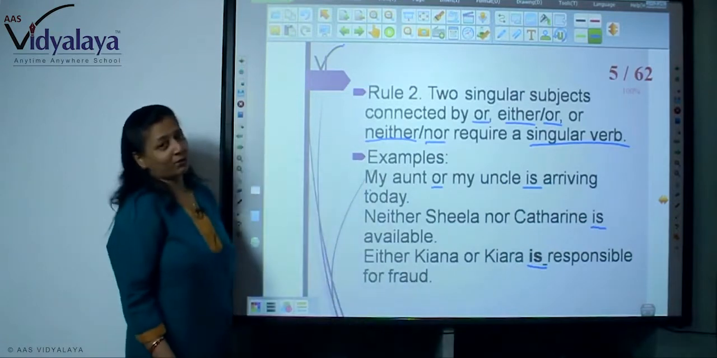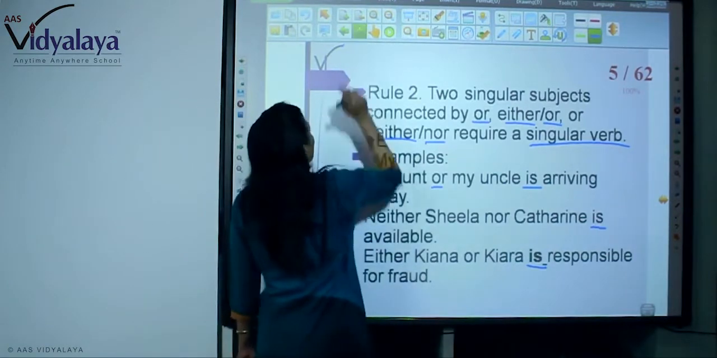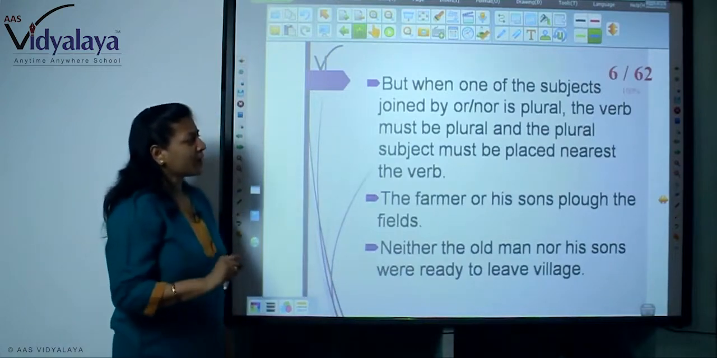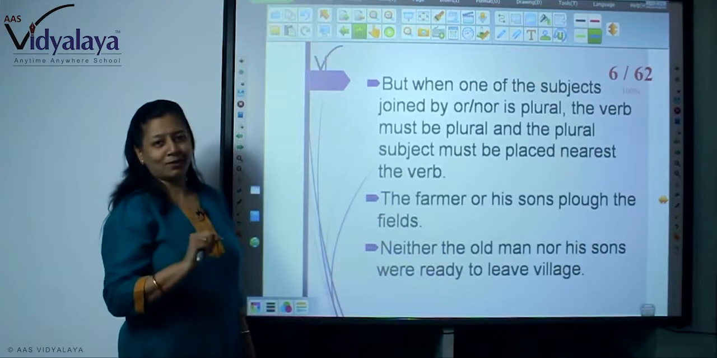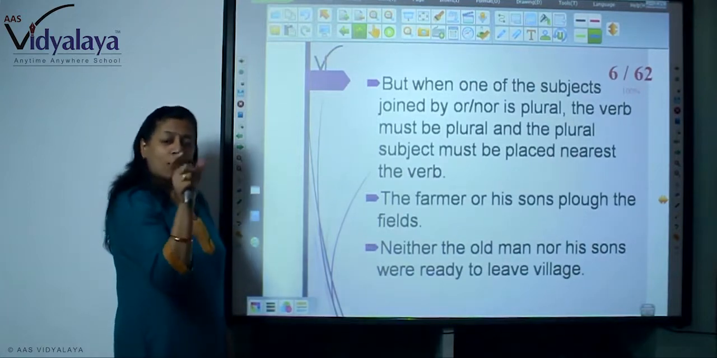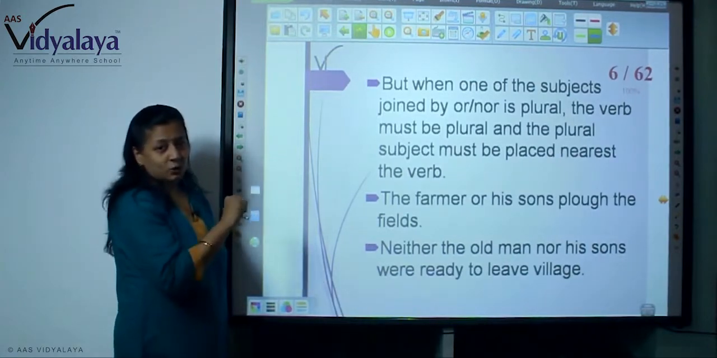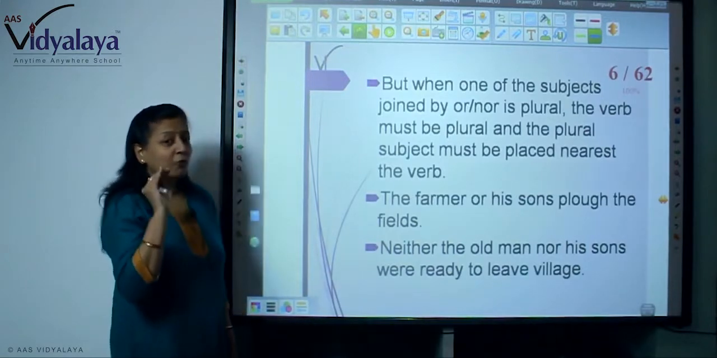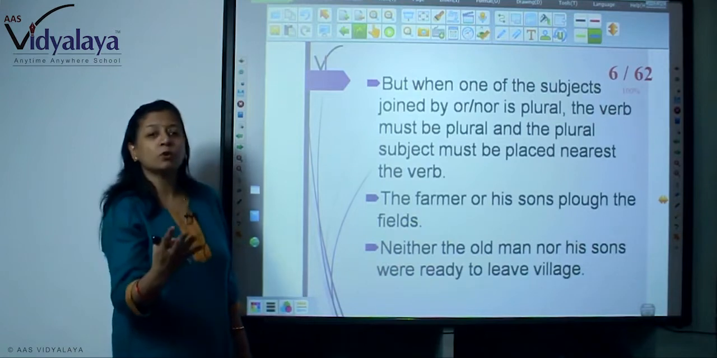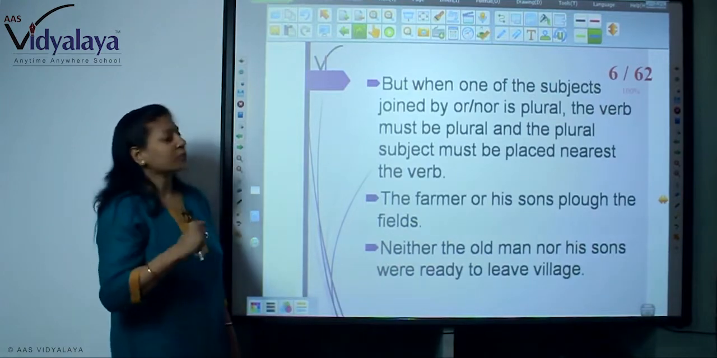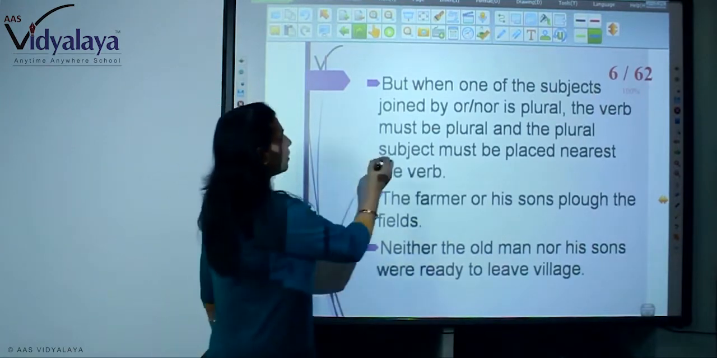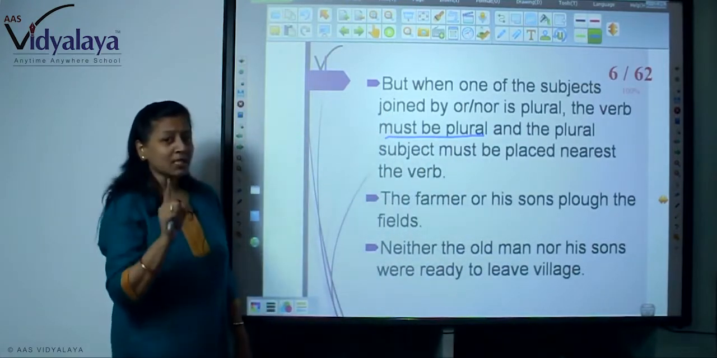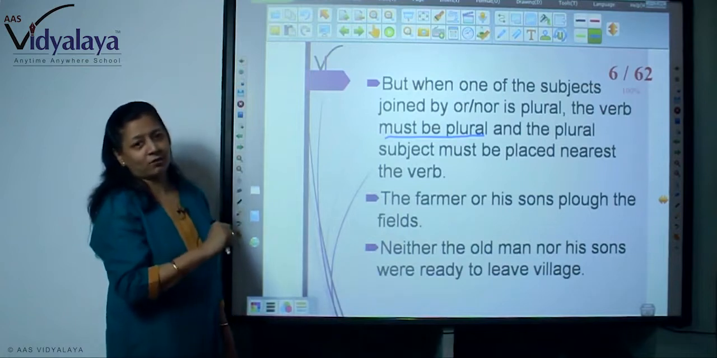Understood? Hope you have understood the rule. Now, but when one of the subjects joined by or, nor is plural, what? Suppose in the earlier slide you have seen both the proper nouns, they are singular. But if one of the subjects is plural, then what will happen? Then the verb must be plural and the plural subject must be placed nearest the verb.